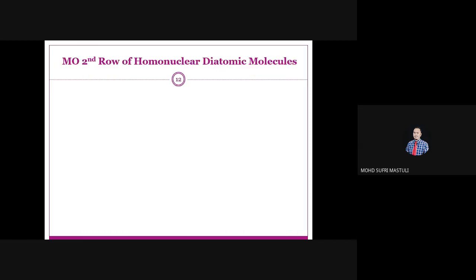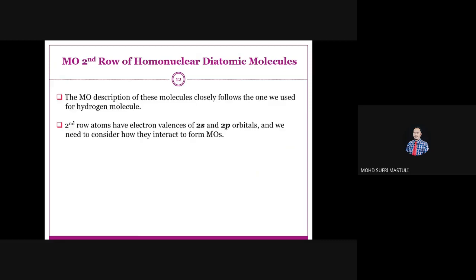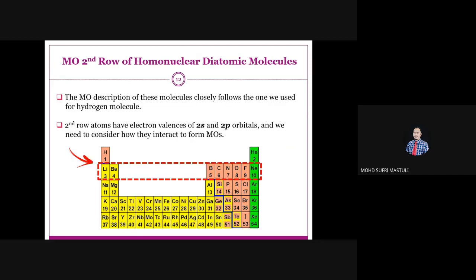Alright. Okay. I think I stop here. On the next video, we will continue with this subtopic, molecular orbital of second row of homonuclear diatomic molecules. What is the second row? This is the second row. Just now we covered hydrogen and helium. Next video we will cover the second row from lithium until fluorine.